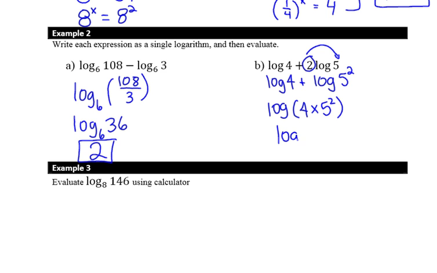If we don't see the base, what is the base? 10. 10 to the power of what is 100? 2. 10 to the power of 2. So again, the answer is 2.